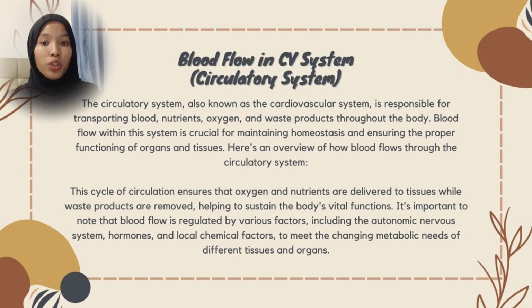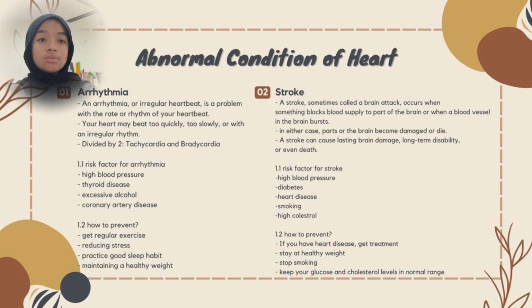It's important to note that blood flow is regulated by various factors, including the autonomic nervous system, hormones, and local chemical factors to meet the changing metabolic needs of different tissues and organs. So next I will talk about abnormal conditions of the heart.